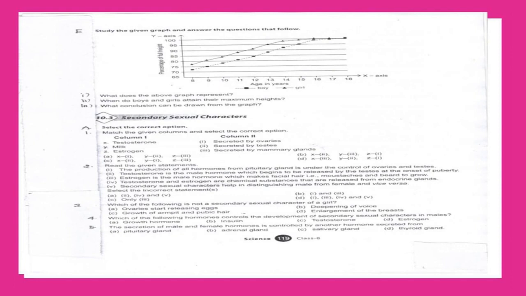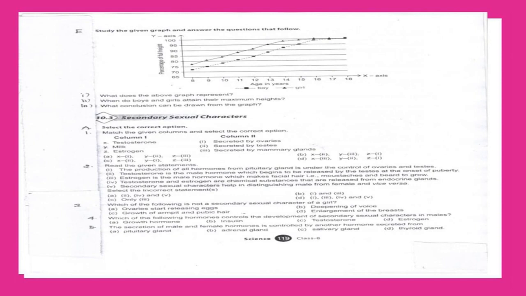Okay, so match the given columns: testosterone, milk, estrogen. Secreted by ovary, that is estrogen. Testosterone is secreted by testis. Milk is secreted by mammary gland. So the option is the second, B. X secreted by testis, Y secreted by mammary gland, and Z secreted by ovary. Option B. Then read the given statement.